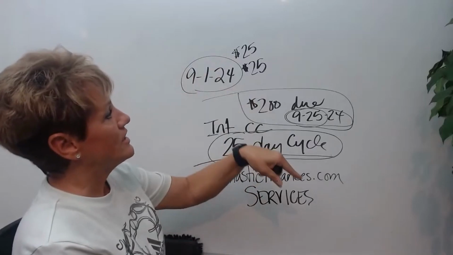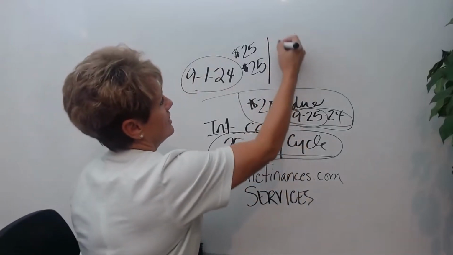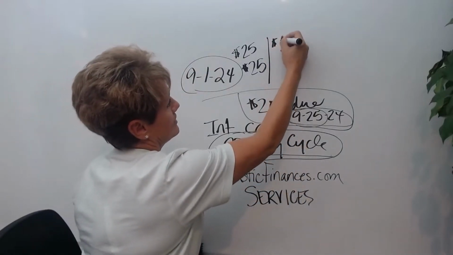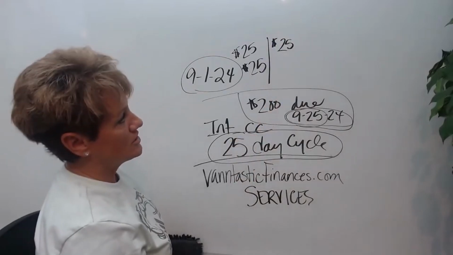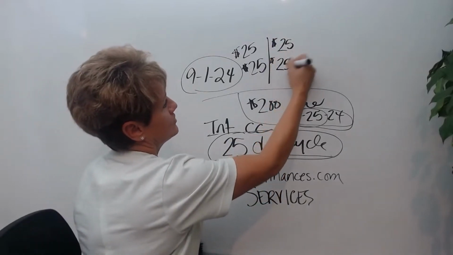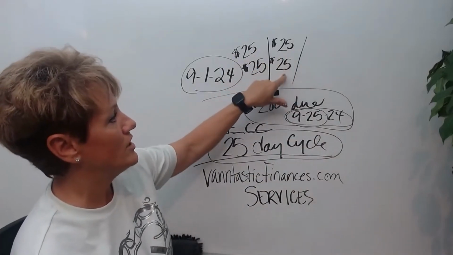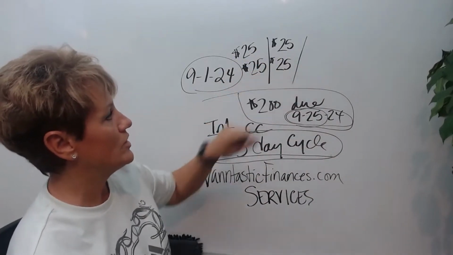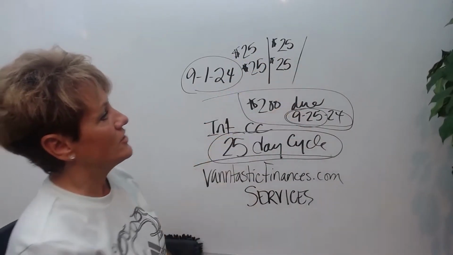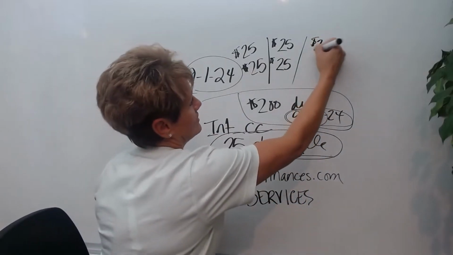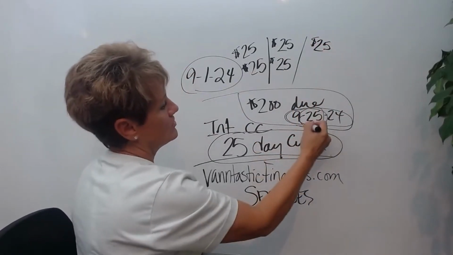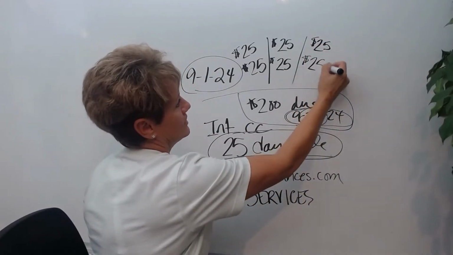Then the next week, let's say on the 10th, you paid $25 more, and then on the 15th, you paid $25 more. So now you've paid a total of $100, but you owe $200. So let's say in the 3rd week, you pay $25, and then on the 25th, you pay $25.